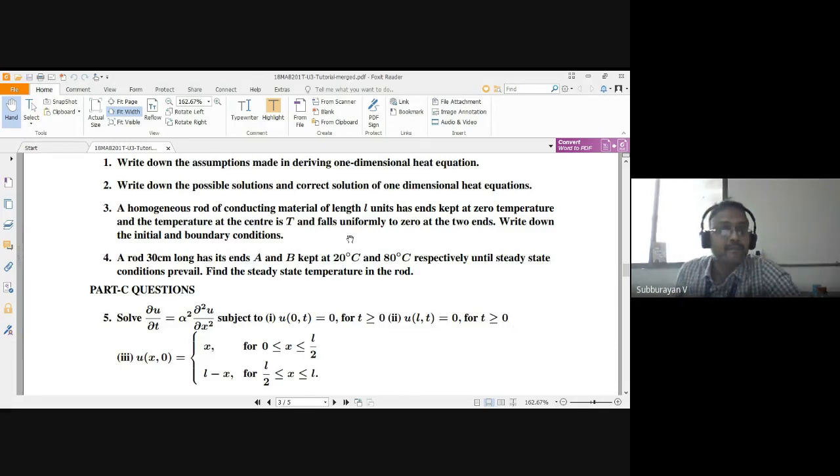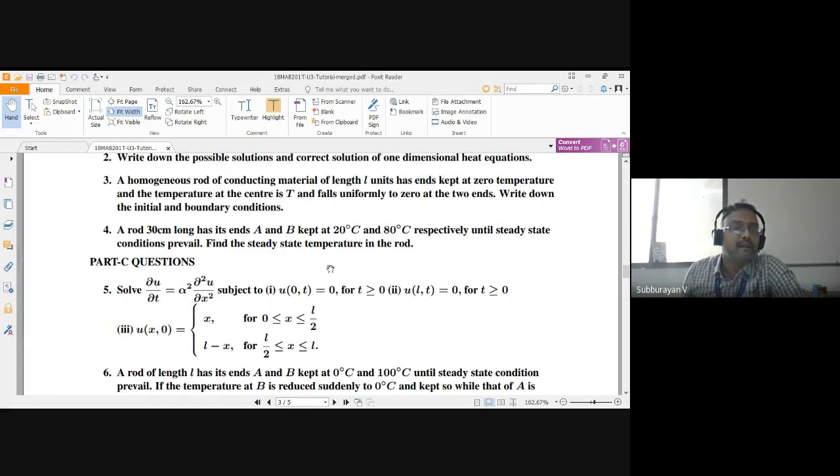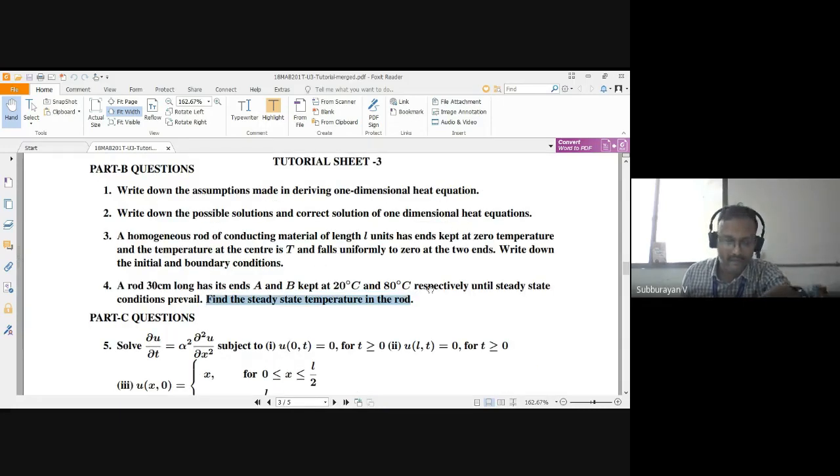Okay, now come to question number 4. A rod 30 centimeter long has its ends A and B kept at 20 degrees Celsius and 80 degrees Celsius respectively until the steady state conditions prevail. Then find the steady state temperature in the rod. Actually, the question is wrong. They should not ask this here because it is a 4-mark question. So the question will be like this.